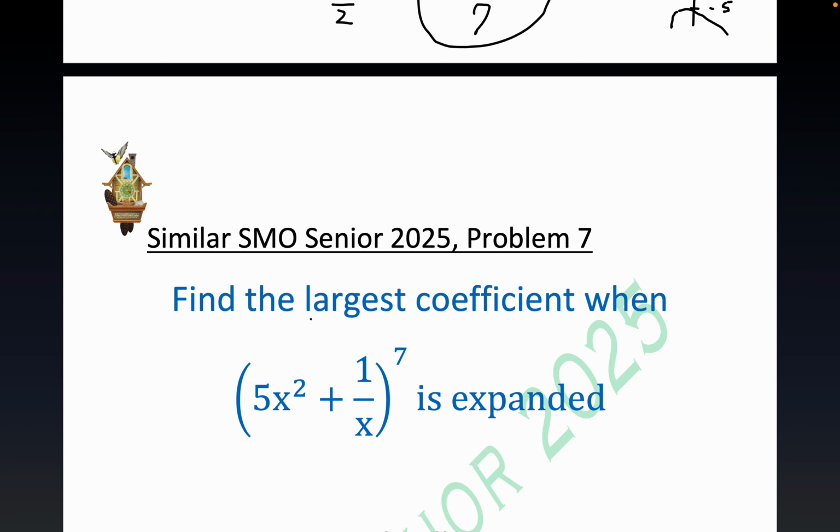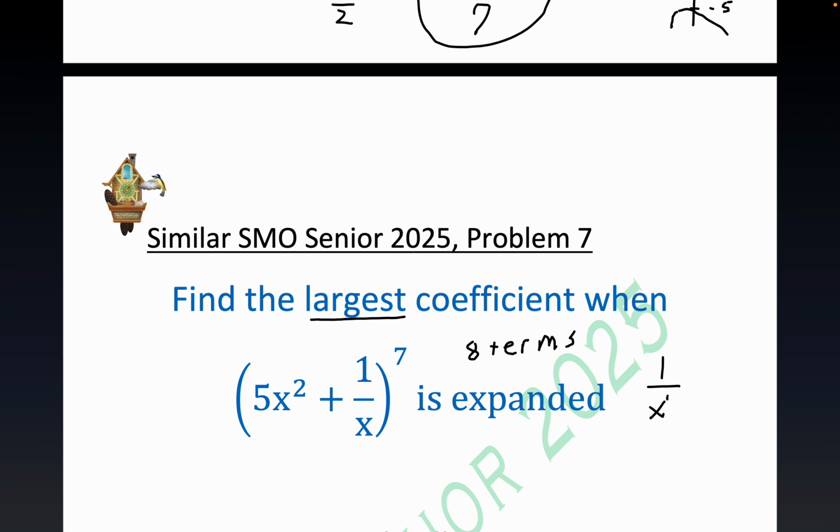We're trying to find the largest coefficient when we perform this expansion. (5x squared plus 1 over x) quantity raised to the 7th power is expanded. Now there's 8 terms in this, and one way to do it would just be to use technology, but where's the fun in that? I want to show you a way to do this just based on logic and reasoning. There's 8 terms, and one of the terms is certainly 1 over x to the 7th.